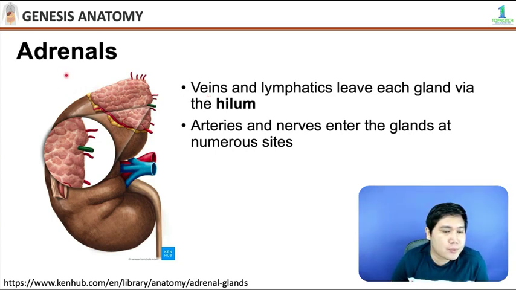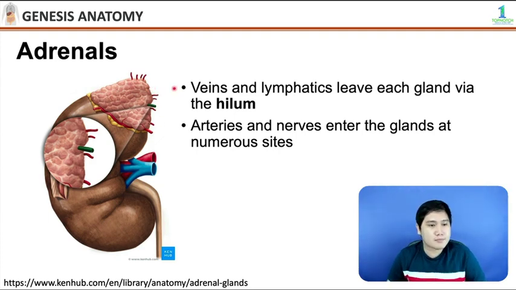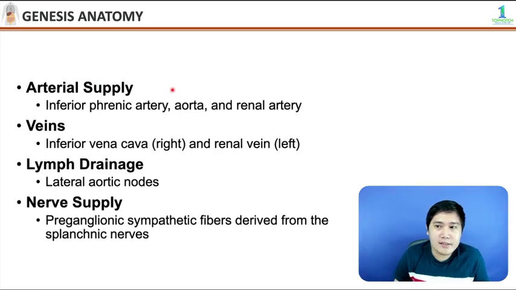The adrenal hilum allows entry and exit of the veins and lymphatics. So at the hilum, what we will see are just the veins and lymphatics. You will not see arteries and nerves at the hilum because the arteries and nerves enter the gland at numerous sites, not only at the hilum.